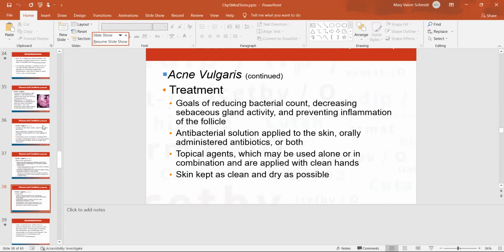Okay, treatment. Well, the number one thing is to reduce the bacteria count that's on that skin, and then also decrease the amount of oil gland activity, right? That helps to prevent inflammation. Antibacterial solutions, oral antibiotics, if it's really bad, sometimes both. Topical agents, there are tons of over-the-counter products like with benzoyl peroxide, and the skin should be kept as clean and dry and oil-free, I'll add that, as possible.